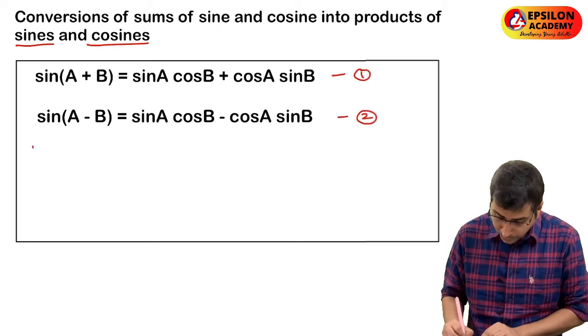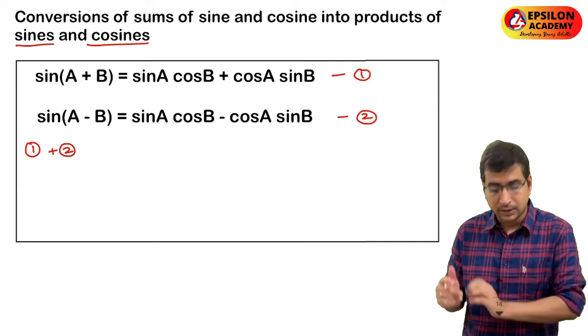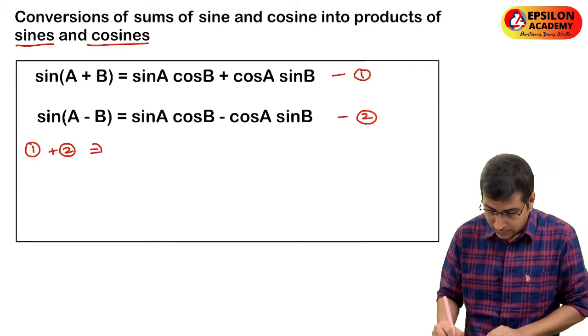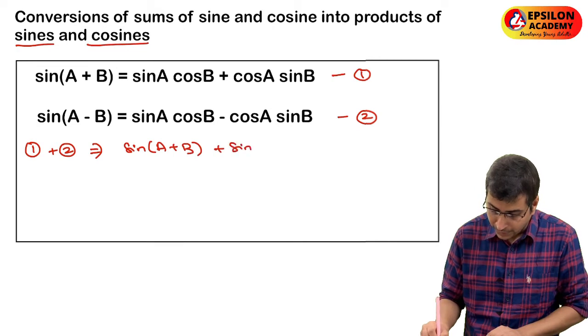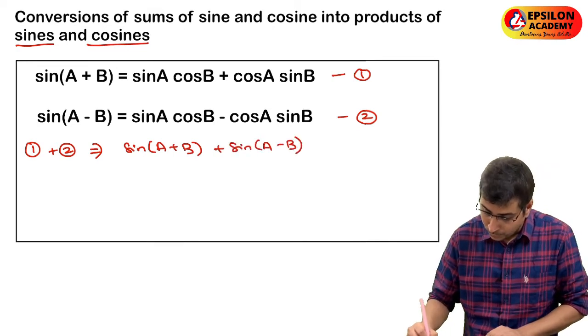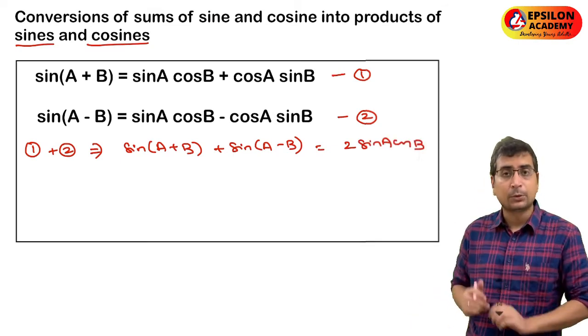What is going to happen if the first and the second identities are added together? Then we will get sine of a plus b plus sine of a minus b is equal to 2 times sine a cos b, because cos a sine b is going to get cancelled.